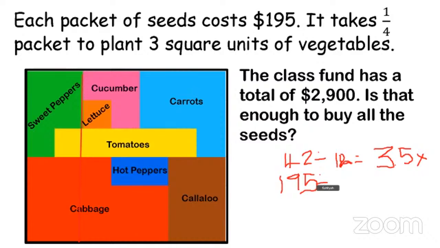After multiplying the $195 by 3.5, I got 682.5. So therefore, they would have enough money to buy all of the packets.